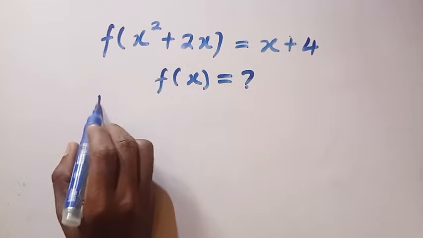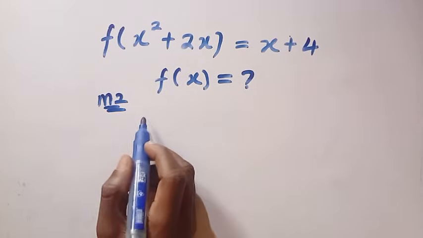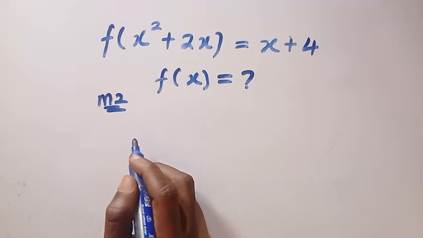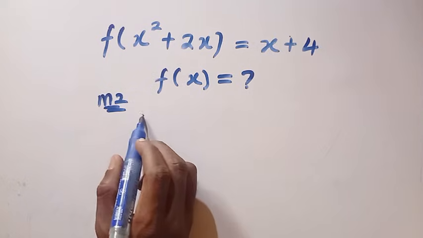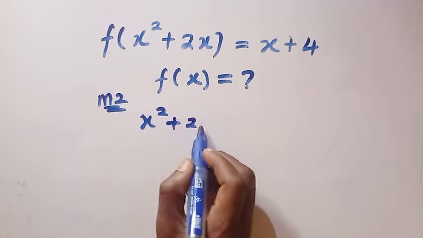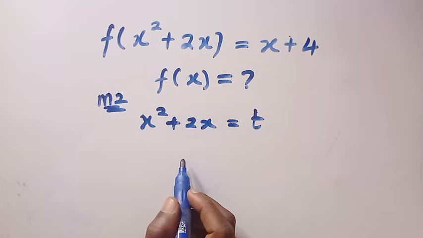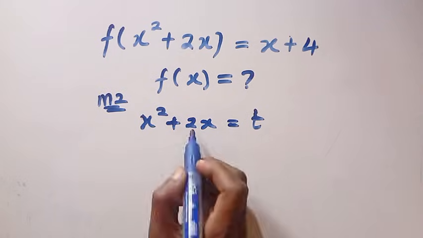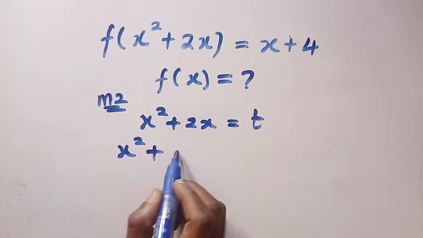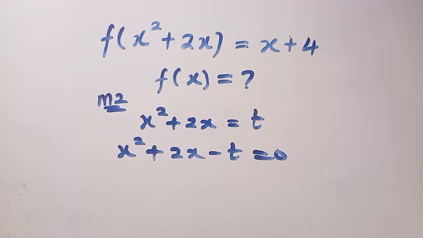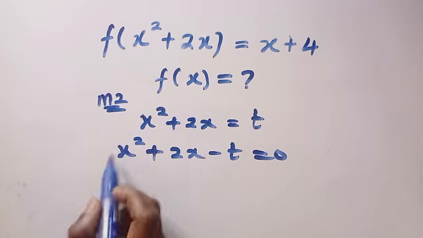We have the second method, let's say method 2. Here we are going to use direct substitution coupled with quadratic equations. So let's see the first one. I have x squared plus 2x, that is our domain. If I let it equal t, just as I did earlier, transferring t here, we have x squared plus 2x minus t equals 0. Since we have to make x the subject of the formula, this is not as easy as transferring and taking the square root of both sides.